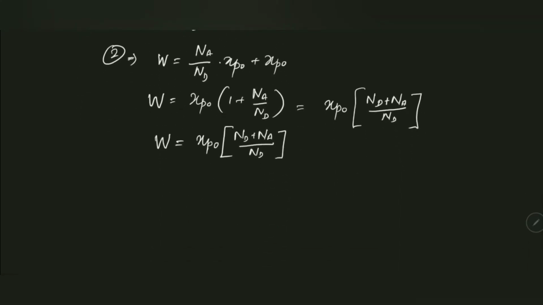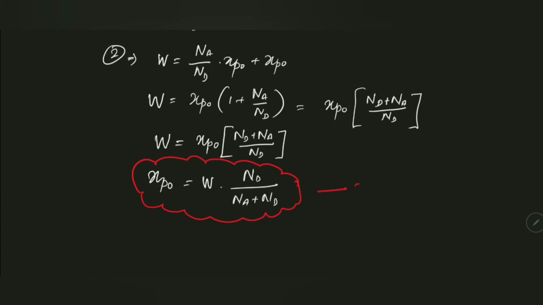So from this equation, what is x_p0? Let me again come and write what is x_p0. x_p0 can be written as W into N_d divided by N_a plus N_d, right? So x_p0 can also be written like this. I'm taking this as one equation, so this is equation number 3, which gives the x_p0 value. This x_p0 value can be used further in other equations.